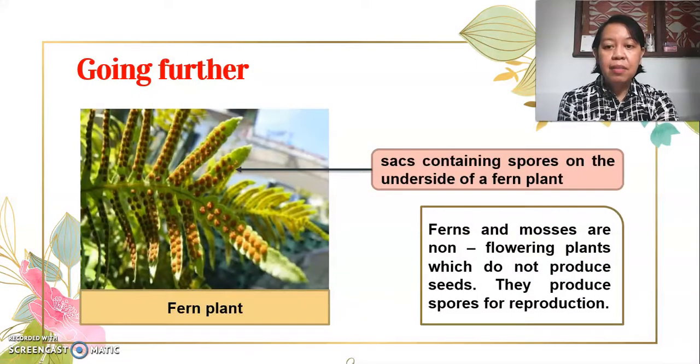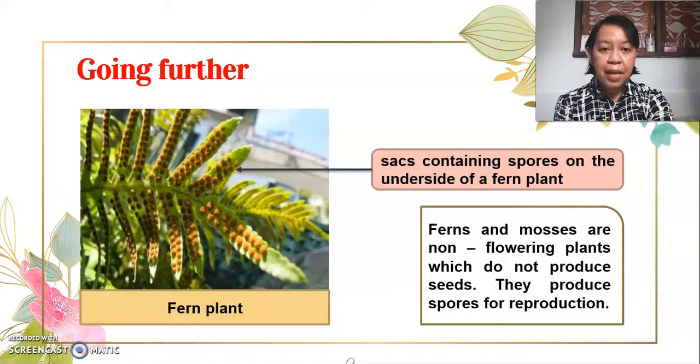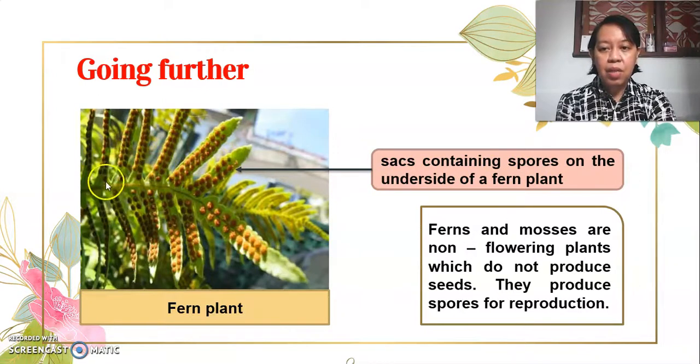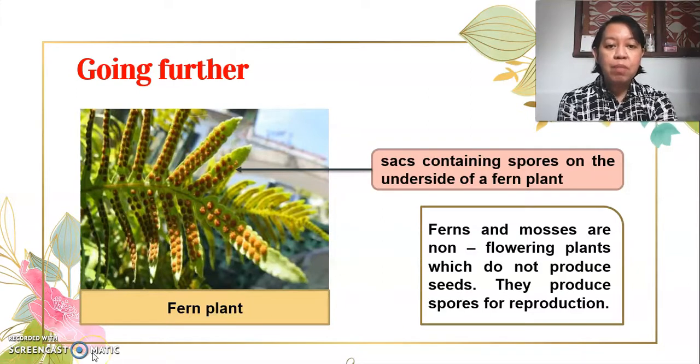Moving on, we have also here the fern plant that has sacs containing spores on the underside of a fern plant. These, children, look at this. I want you to take a look at these leaves. Later, if you can come to school, we will use a microscope. So ferns and mosses are non-flowering plants which do not produce seeds. They produce spores for reproduction.